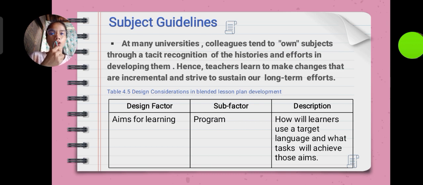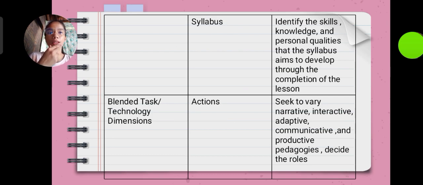So the first one is the aims for learning. There are two sub-factors, the program and the syllabus. The first one is the program. Program description is how will learners use a target language and what task will achieve those aims. In syllabus, identify the skills, knowledge, and personal qualities that the syllabus aims to develop through the completion of the lesson. So, we already know what the syllabus is because it is already introduced and given by our instructor in every subject.